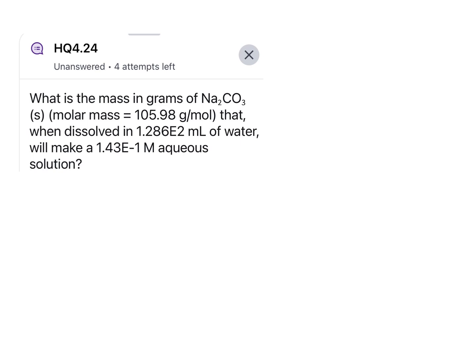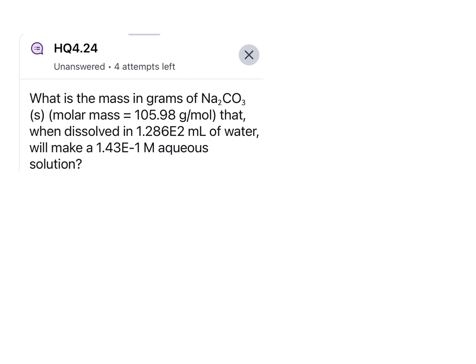Here's another concentration question, question 4.24 from the homework. What's the mass in grams of sodium carbonate that, when dissolved in 128.6 milliliters of water, will make a 0.143 molar aqueous solution? So this is very similar to the previous problem. We're going to need a lot of the same steps. We're just going to solve for mass when before we solved for concentration.